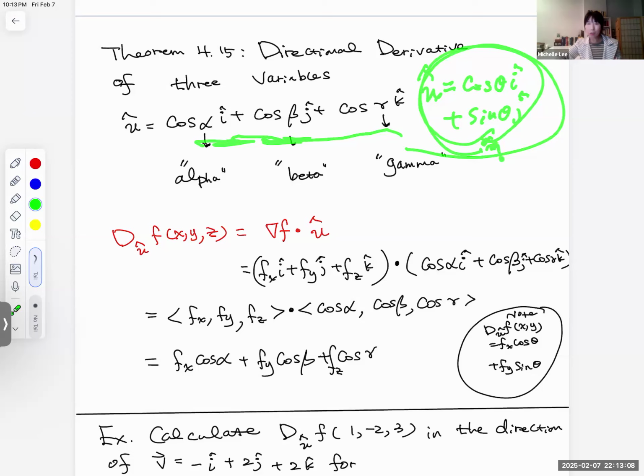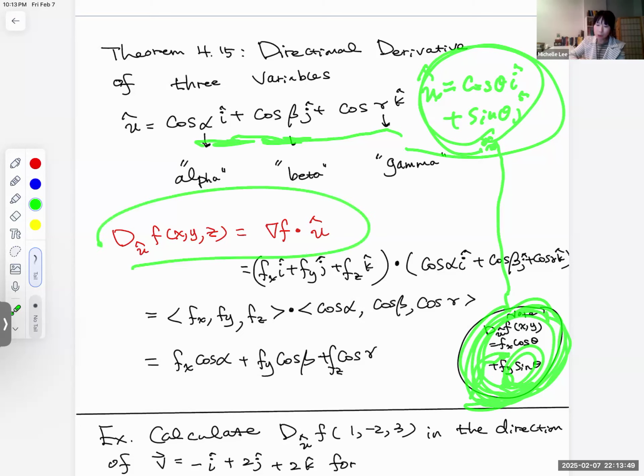Okay, then in two variables, we get the directional derivative, which is the partial derivative with respect to x cosine theta, right? Partial derivative with respect to y sine theta. How did we get this one? Because we have a partial derivative. So basically the partial derivative means the gradient dot product with unit vector u, right? Then we get this one. Make sense? So that is partial derivative with respect to x cosine theta plus partial derivative y sine theta. Can you see that?